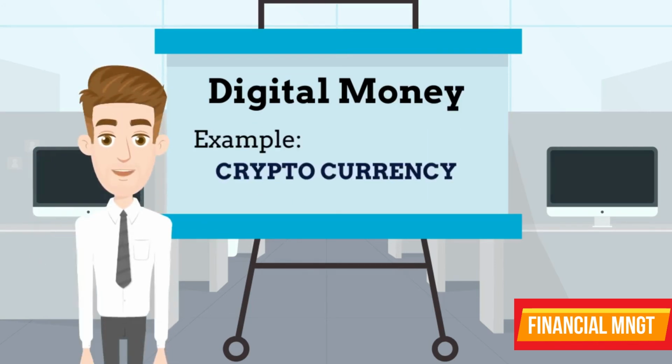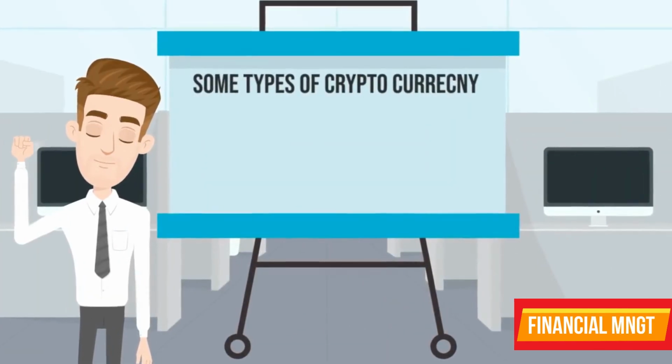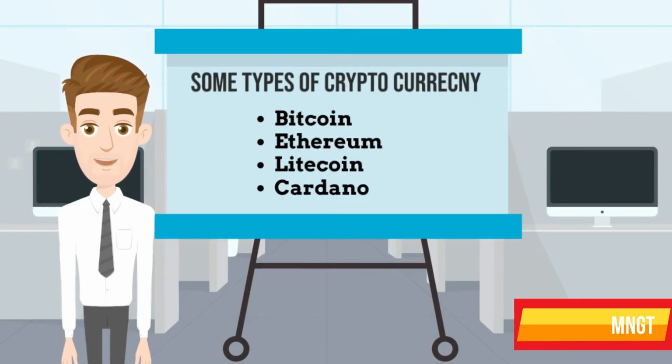Cryptocurrency is a sample of digital money. And it is digital money created from code. It is an encrypted string of data or hash, encoded to signify one unit of currency. Let me show you some types of cryptocurrency. And they are Bitcoin, Ethereum, Litecoin, and Cardano.